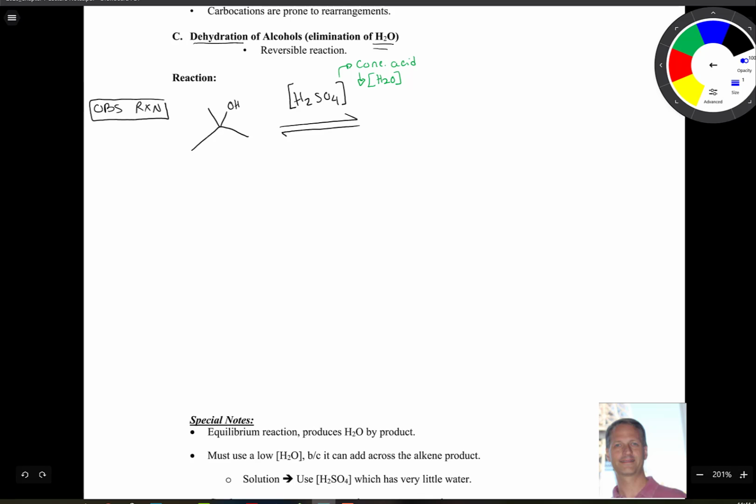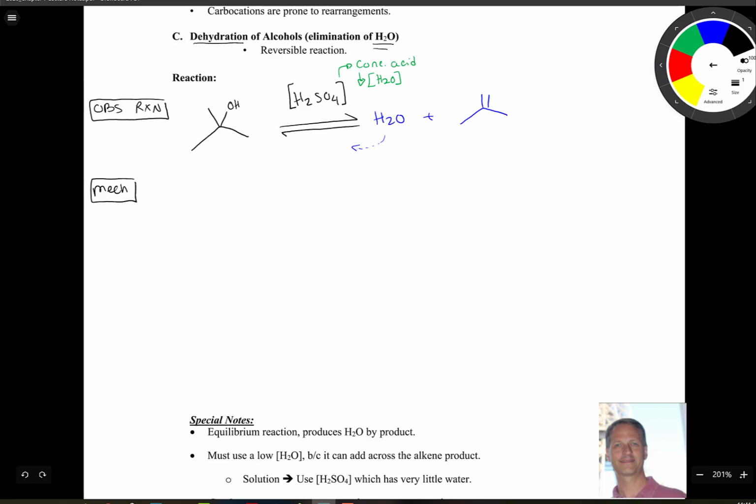And when you lose water as a product, right, it's there. So by Le Chatelier's, if you had a lot of water present, it would shift the equilibrium in the back direction. So we want to keep that concentration low. And then the other product that we get is the alkene. Okay? Now let's take a look at the mechanism.